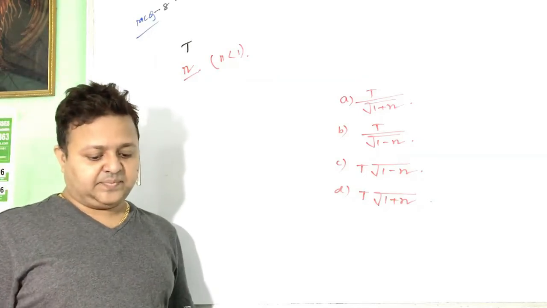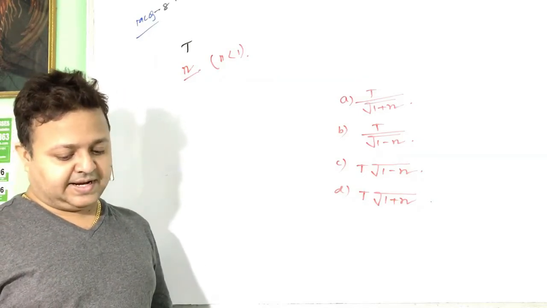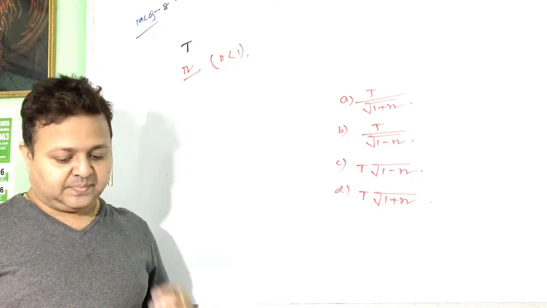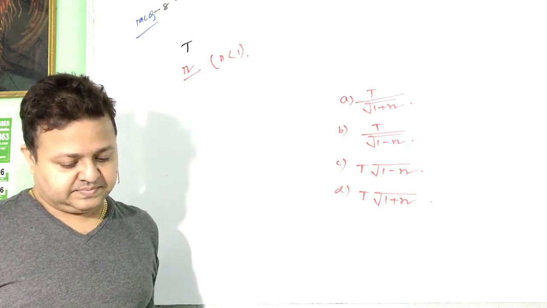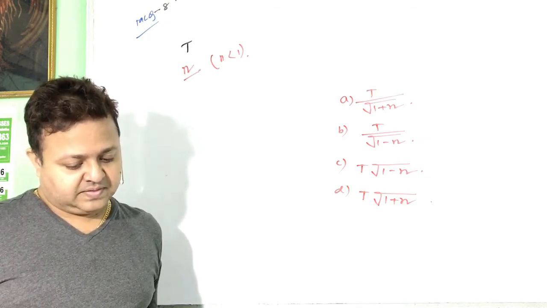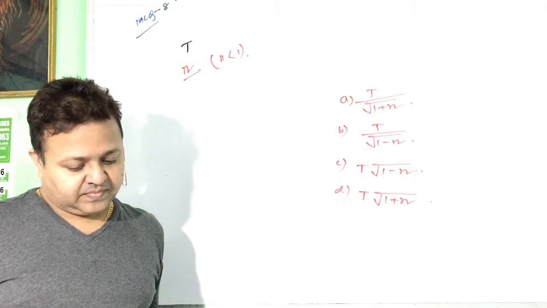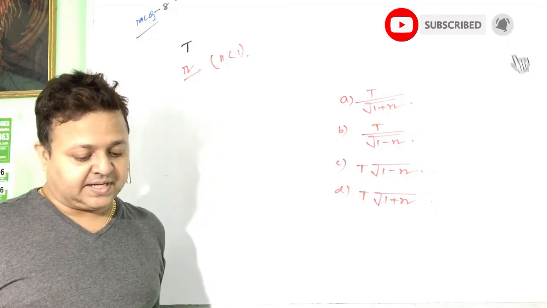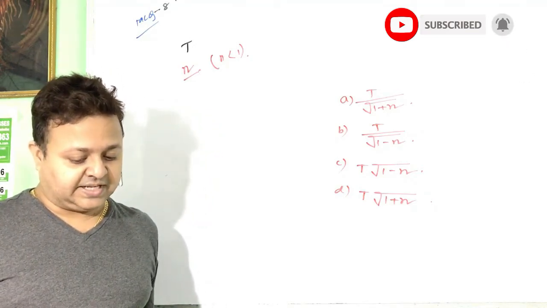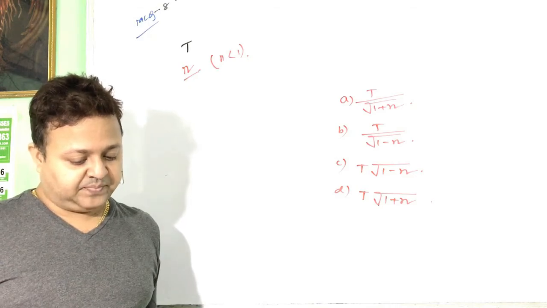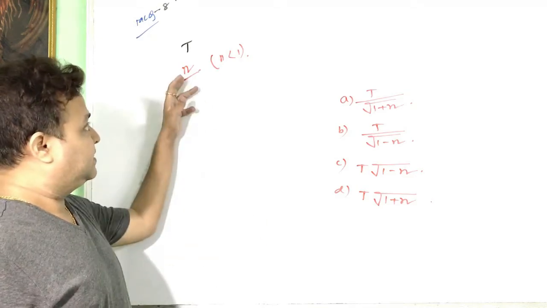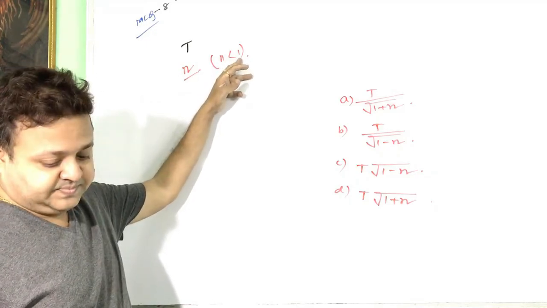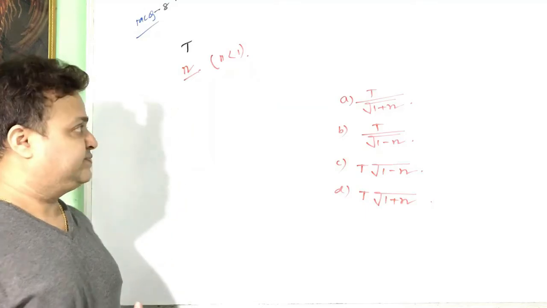Repeat question. A simple pendulum has a time period capital T in air. If the whole system is immersed into a non-viscous liquid whose density is small n times that of the material, where small n is less than 1, then the new time period will be?